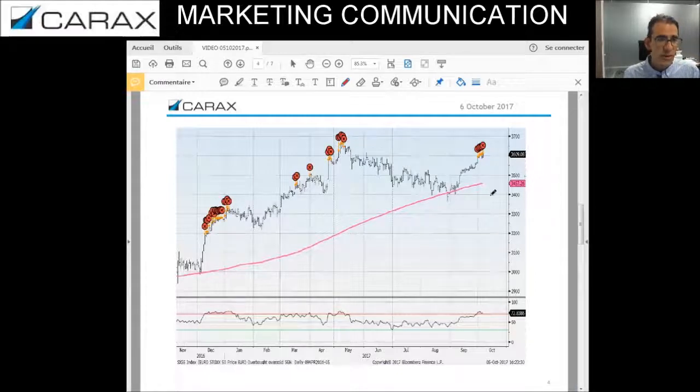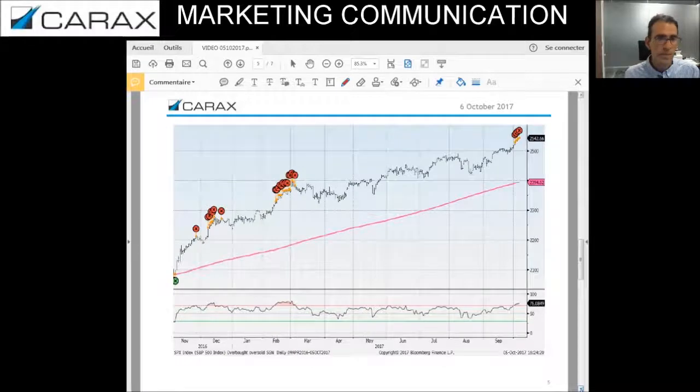Euro Stoxx 50 is showing a similar picture, highlighting an overbought condition for the first time since May. This is also the chart of the S&P. As you can see, this is the first time we have an overbought condition since February. So this is a bit different compared to European indices, and also an indication that according to this measure, the US stock market is also becoming a bit overstretched on a daily basis.